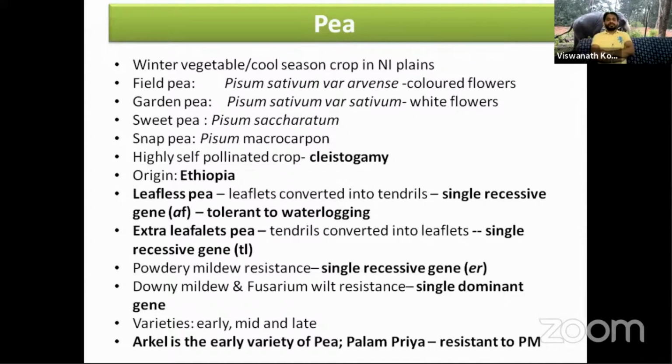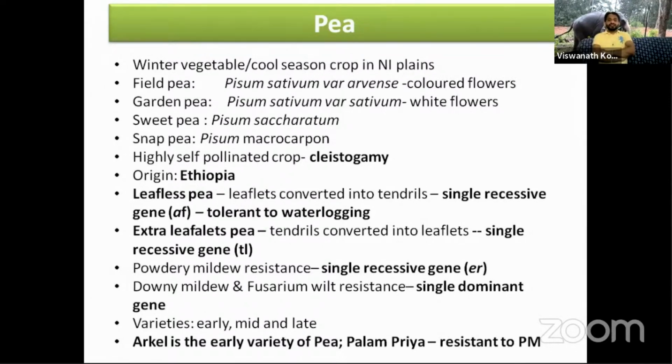As I told earlier, pea is a highly self-pollinated crop. It exhibits cleistogamy, and the origin of the pea is Ethiopia. There are two types of peas: leafless pea and tendrilless pea. In leafless pea, the leaflets are converted into tendrils. So the entire plant has only tendrils, no leaves and leaflets. It is governed by a single recessive gene, af, and this leafless pea is said to be tolerant to waterlogging.